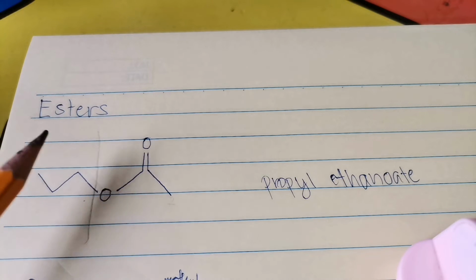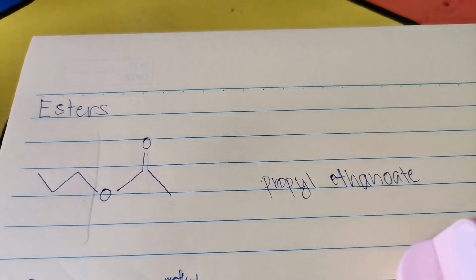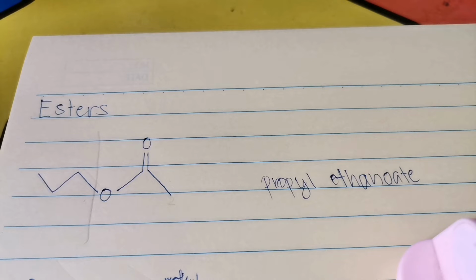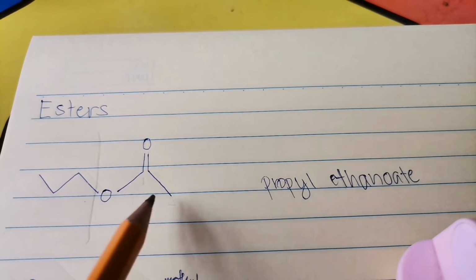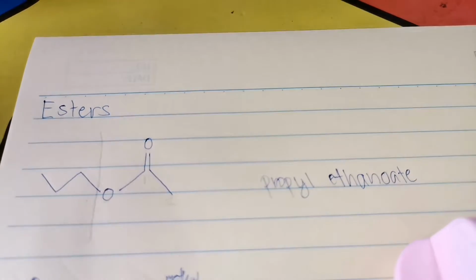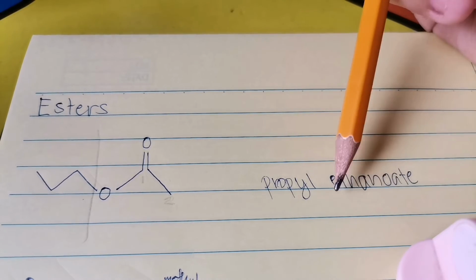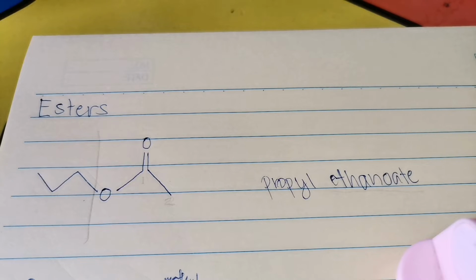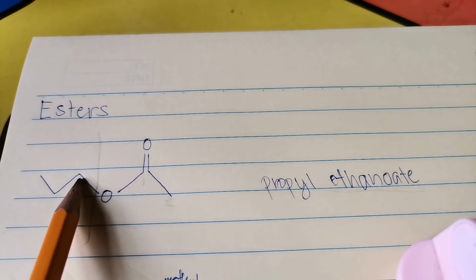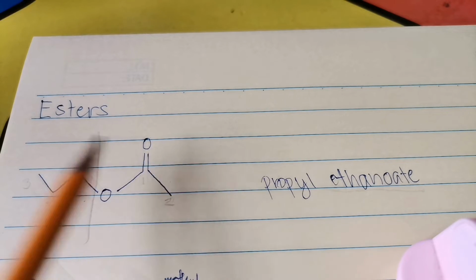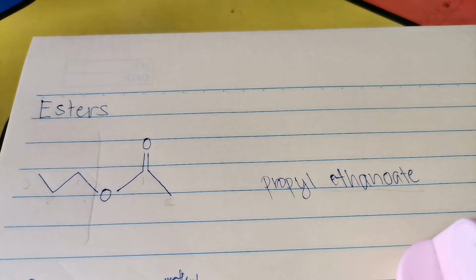So going back to the structure, what you want to do first is divide at the oxygen bond. Next, we have to count how many carbons are present on each side. So we have 1 and 2, so that is eth. And the suffix for esters is oate, so this is ethanoate. For the left side, we have 1, 2, 3, so that will be propyl. So the name of this structure is propyl ethanoate.